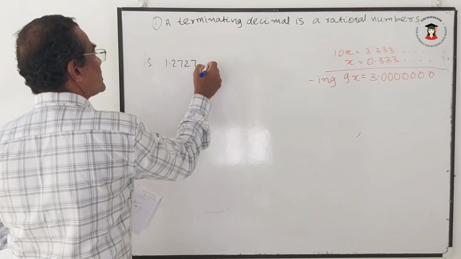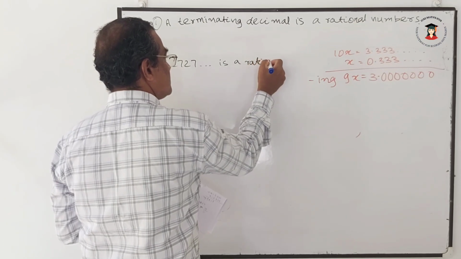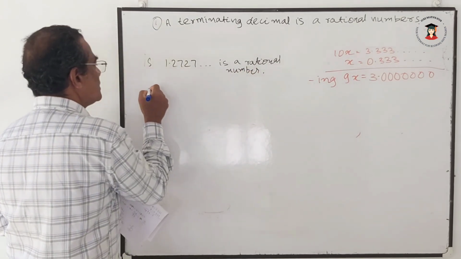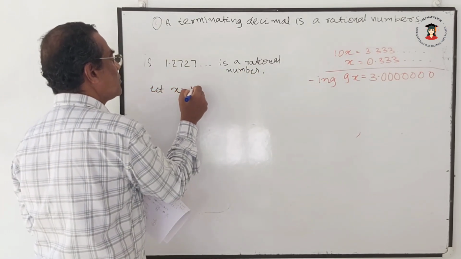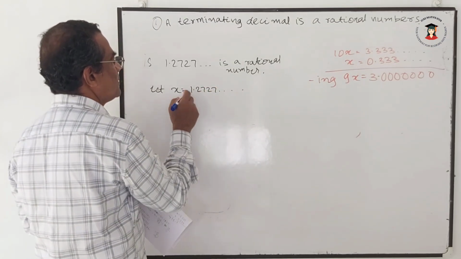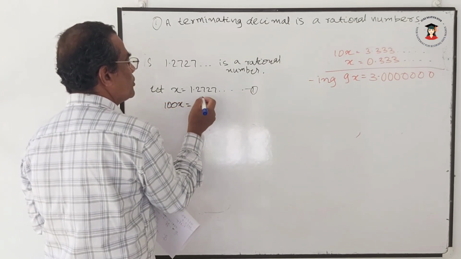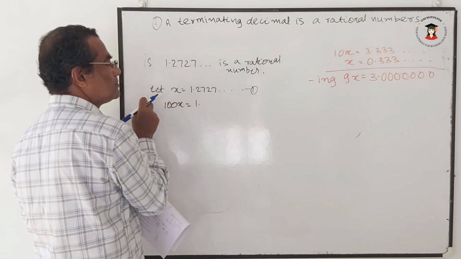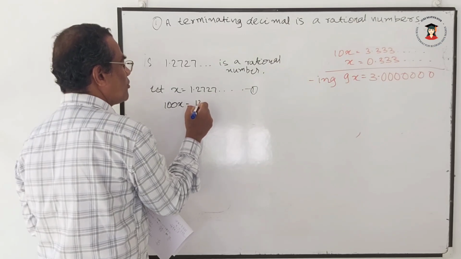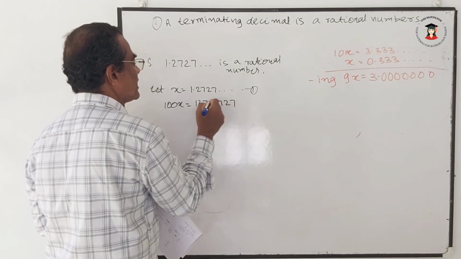1.2727 etc. is a rational number. Let x is equal to 1.2727 etc. Now I am going to multiply this equation 1 by 100. 100x is equal to 1, this 27 will come to the left side before the decimal, 127.2727, etc.